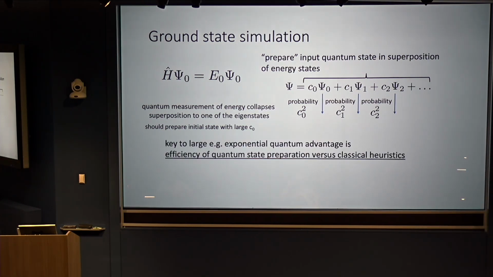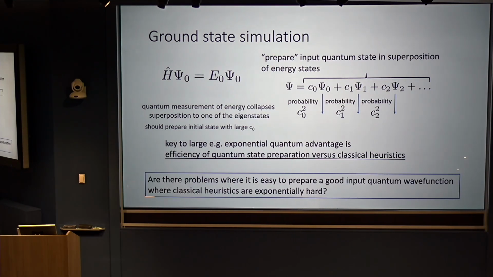So the key to having a very efficient quantum algorithm is to ensure that the probability of success is very high. And so consequently, to understand if you have some large quantum advantage, like an exponential quantum advantage, you have to understand whether you can prepare states efficiently with a very large coefficient here in cases when the corresponding classical algorithms are very inefficient.